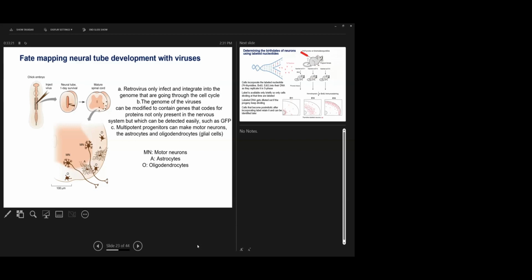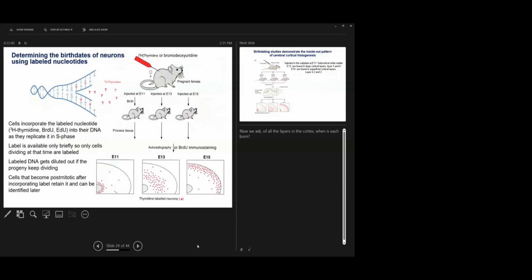So by this technique, you can actually fate map the different types of neurons developed from the progenitor cells. You can see that some of these progenitor cells become motor neurons, some of them form oligodendrocytes, some of them form astrocytes. So you can track the cells by using this technique, like which neuroblast forms motor neurons or forms astrocytes, something like that.